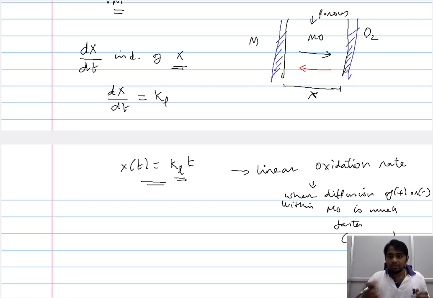So therefore, in such a case, the diffusion parameter that governs this particular oxidation rate is not the diffusion of the ions within the metal oxide or the diffusion of the ions in the pure metal, but it is the diffusion of the oxygen in the external region. In order to ensure the essential supply of oxygen for the formation of the metal oxide, you need sufficient diffusivity that will ensure that a sufficient amount of oxygen is present at the surface.